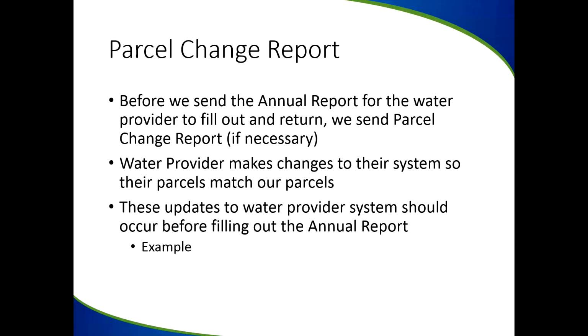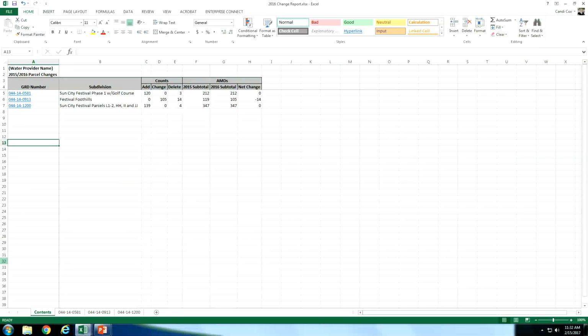At that point, we would expect that the water provider will go ahead and make changes to their system so that all of our parcels are matching before we start the annual report process. Actually, it's just a year-to-year basis. So if you didn't update your parcel numbers for the previous years, you won't be matching up with ours. We're just going to tell you what changed for the previous year only. Previous year only, okay.